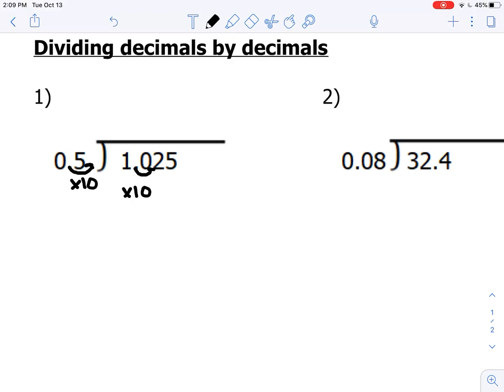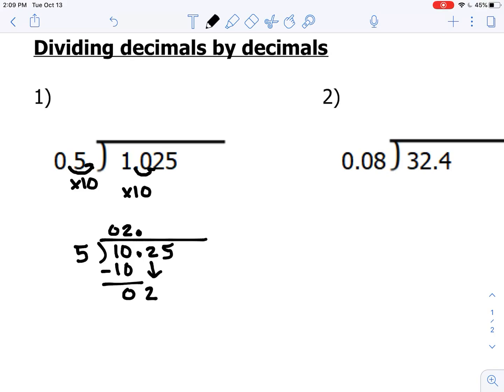So now in the divisor, that 5/10 becomes 5 wholes, and that 1 25 thousandths becomes 10 25 hundredths when we multiply both of them by 10. Now we can go ahead and divide. 5 can't go into 1, but it can go into 10 2 times. 2 times 5 is 10, and we have 0 difference. I'm going to bring the decimal point up into the quotient and bring the 2 down to continue dividing.